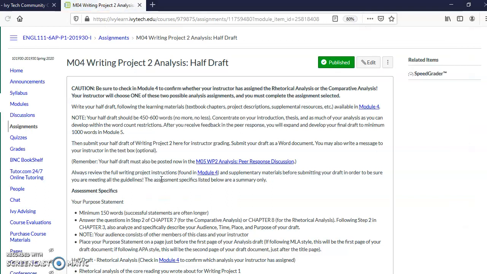This draft needs to be slightly longer than the draft that you turned in for writing project 1. Note your half draft should be 450 to 600 words, and when we're done with the final version, we're going to hit a word count of about 1,000 words.